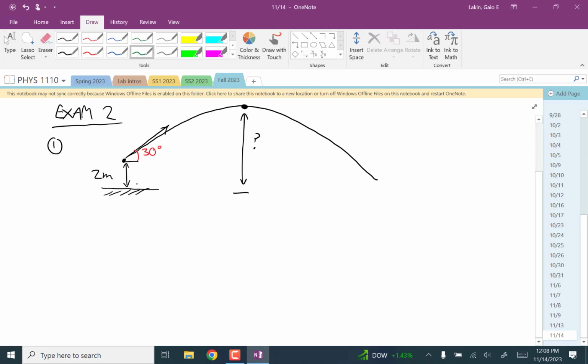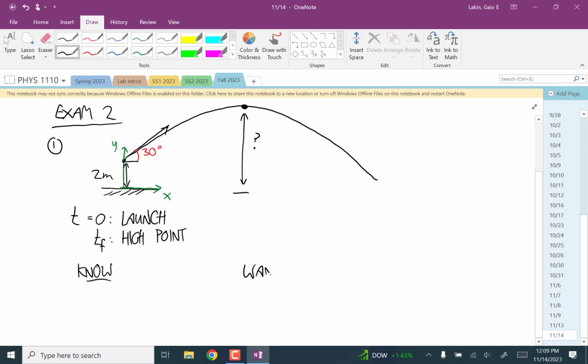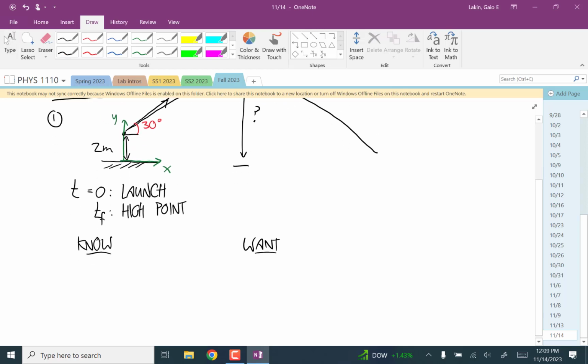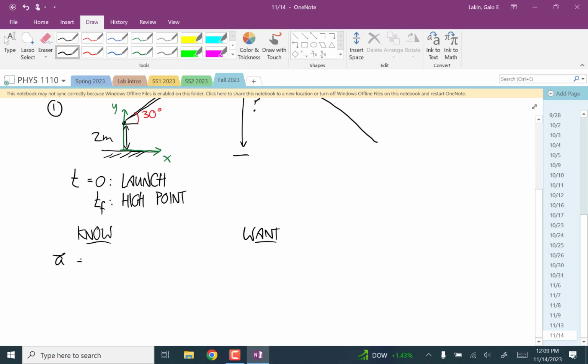I'm going to put the coordinate system the same way I always do, on the ground underneath where it is when it's launched. Time equals 0 is going to be the launch. Time final is when it reaches the highest point. We're going to list out what we know and what we want. We don't know how long it takes to get to the highest point. We know the acceleration is 0, negative 9.81.